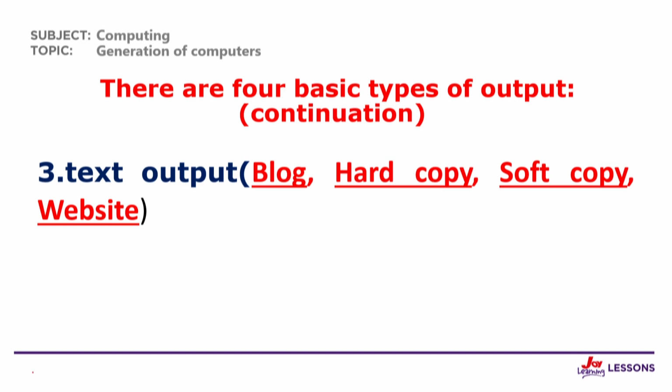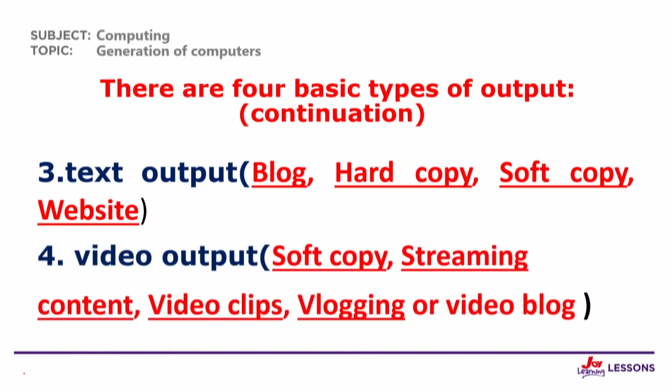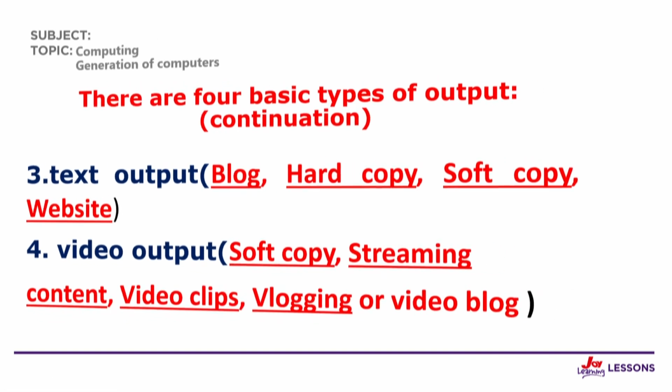Then let's look at the last one, which is number 4, video output. For video output, we have soft copy, streaming content, video clips, and vlogging or video blog. All these are examples of video output. These are the 4 basic types of output that we have. Hope you've gotten it.